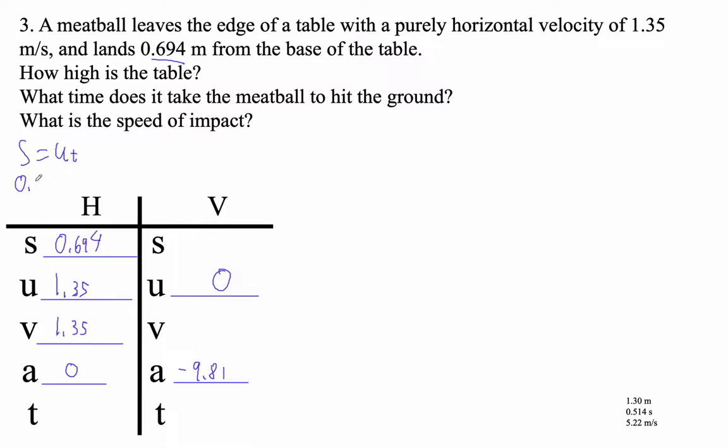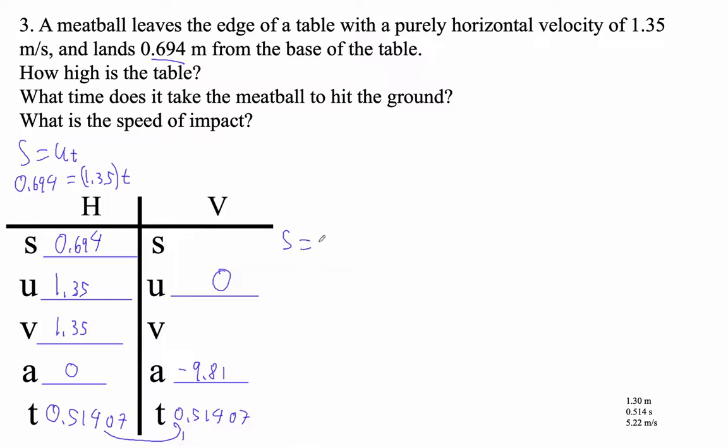So 0.694 is equal to 1.35 times the time. So okay, I can just divide, right? So 0.694 divided by 1.35 gives us the time. So the time is 0.51407. And that, of course, you can fill in the other side too, right? All right. And now we just do what we do, right?